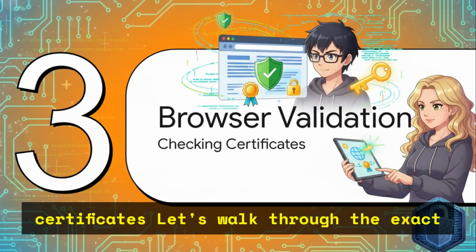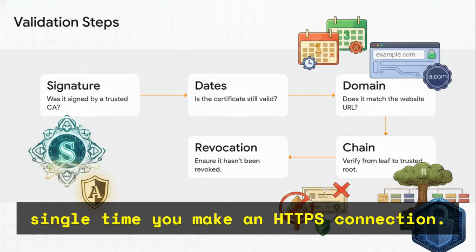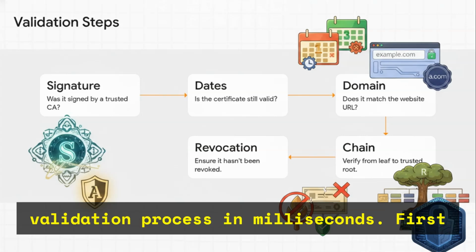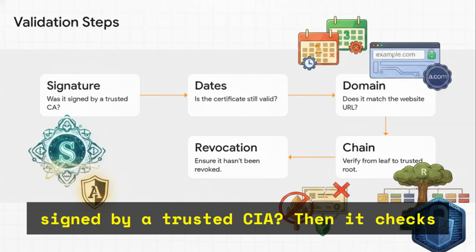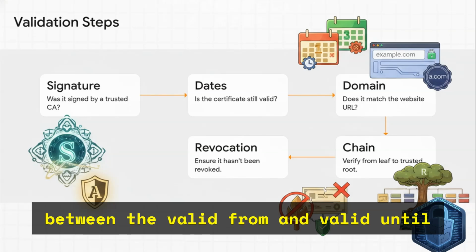Section 3. How browsers validate certificates. Let's walk through the exact checklist your browser runs through. Every single time you make an HTTPS connection, your browser runs an incredibly strict validation process in milliseconds. First up, it checks the signature. Was this signed by a trusted CA? Then it checks the validity dates. Are we currently between the valid from and valid until dates?